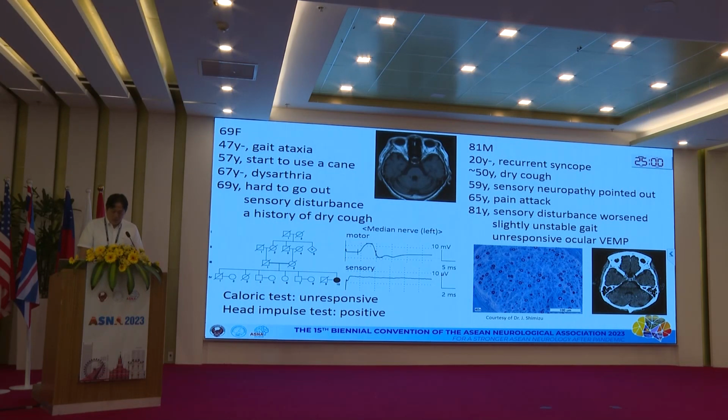As you can see, the sural nerve biopsy shows a decreased number of large myelinated fibers, but we can hardly see any cerebellar atrophy. So please note that not all patients have the three characteristic clinical findings.